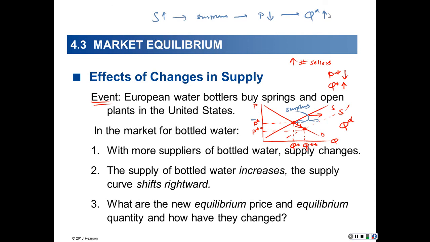So this movement here from point A to point B, this movement along the demand curve, is an increase in quantity demanded. Yes? Let's make sure we completely understand this stuff. Okay?